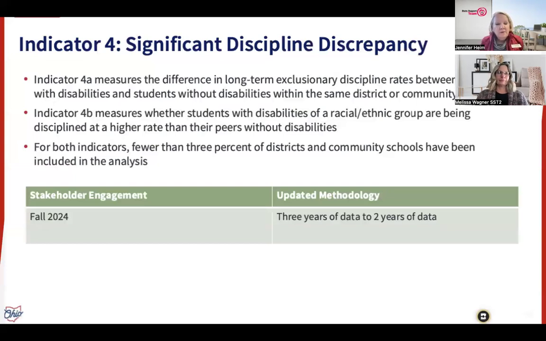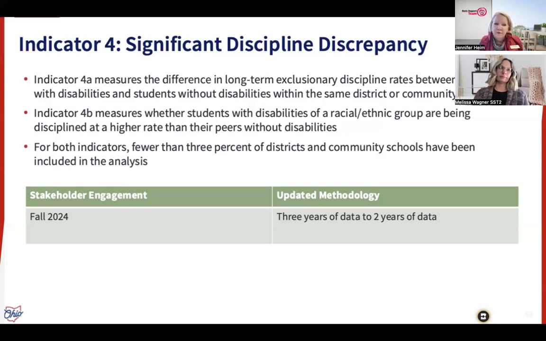And then moving on through the profile, the next piece that is new as far as a compliance indicator is significant discipline discrepancy. And so there's two parts of indicator 4. There's indicator 4A, which measures the difference in long-term exclusionary discipline rates between students with disabilities and those without disabilities within the same school or district or community school.